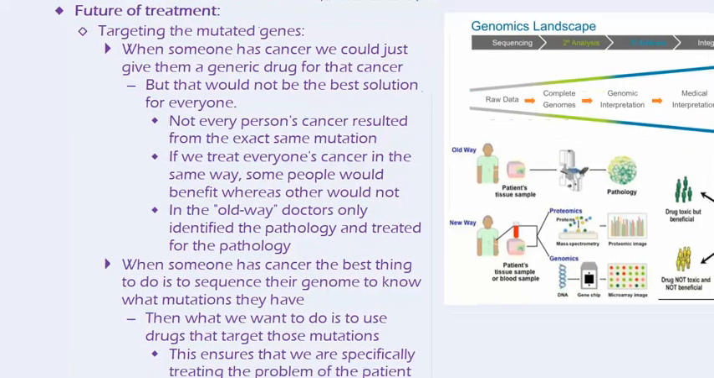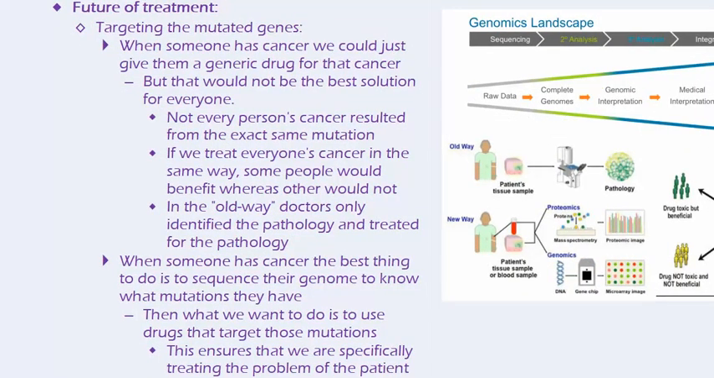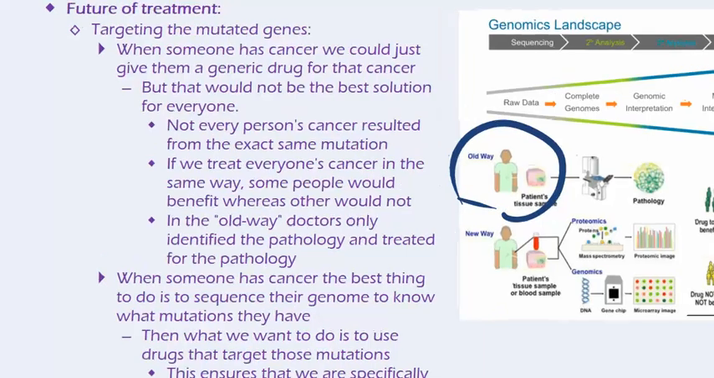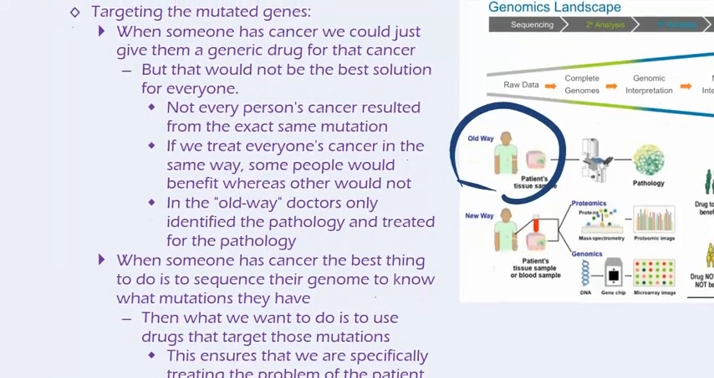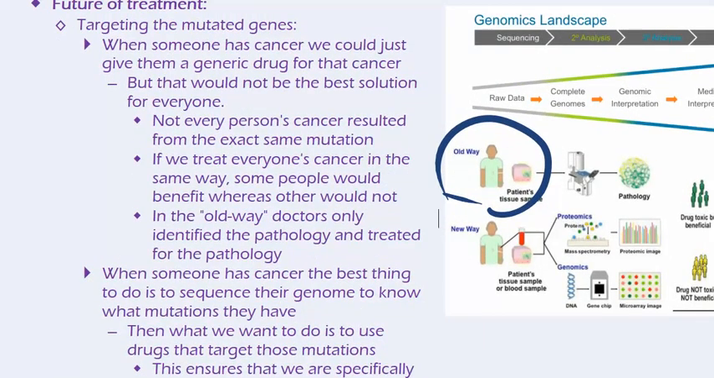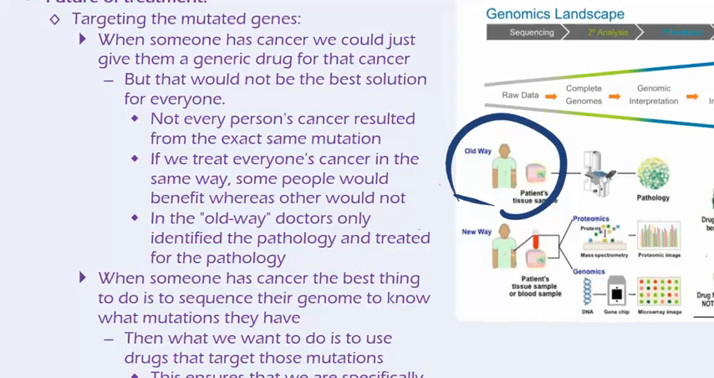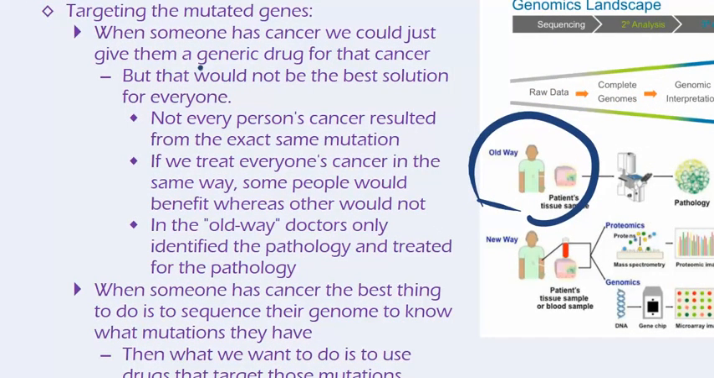The idea is when someone has cancer, the old way of doing things was that you just figure out, okay, they have breast cancer, they have colon cancer, and you give them a generic drug. Then you say, this person is a male, he's 30 years old, this is the amount of drug we give to 30-year-old patients.